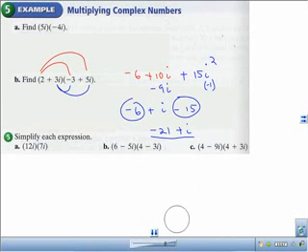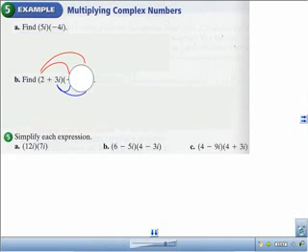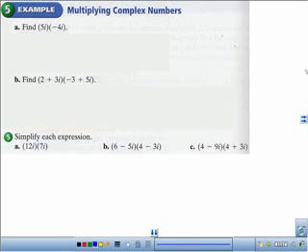Let's take a look at these on the bottom right here. Well, we're multiplying 12 times 7. It gives us 84. i times i is i squared. Remember, i squared is negative 1. So 84 times negative 1 gives us negative 84.